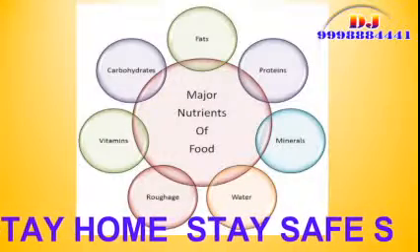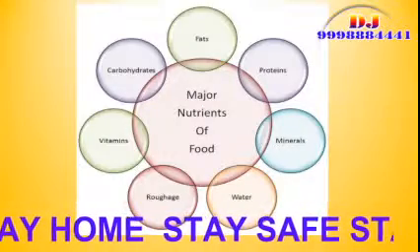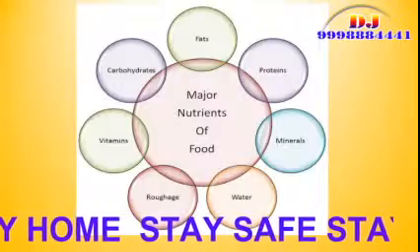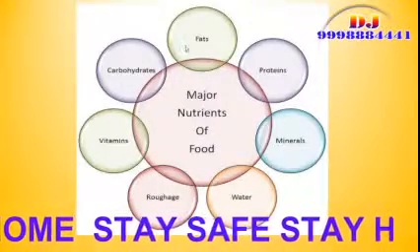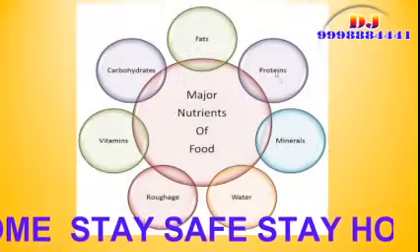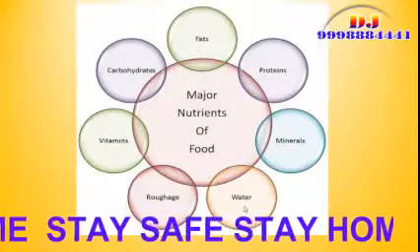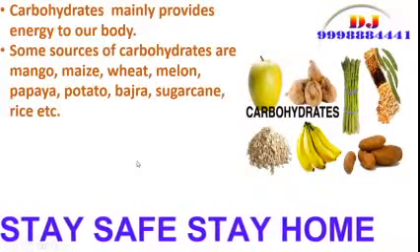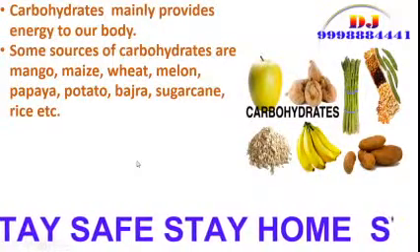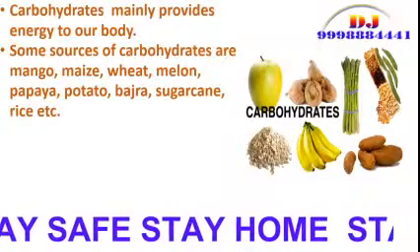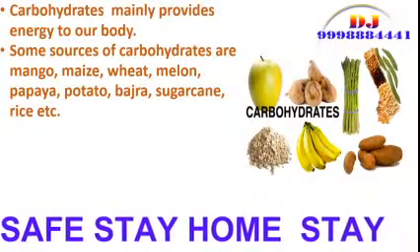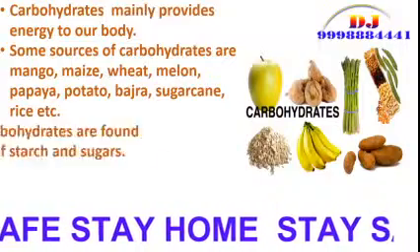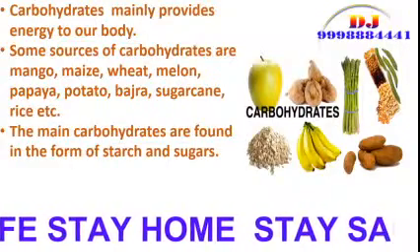First of all, look at the image on your screen; from that we will get the idea of which are the major nutrients of food. They are carbohydrates, fats, proteins, minerals, water, roughage and vitamins. These are the different major nutrients of food. One by one we will study each.